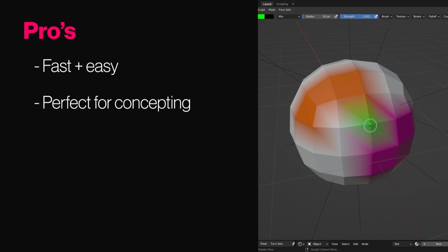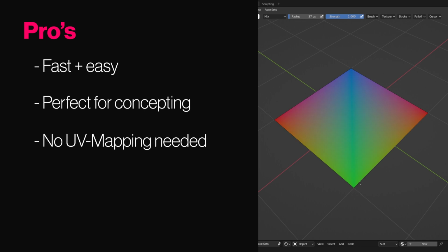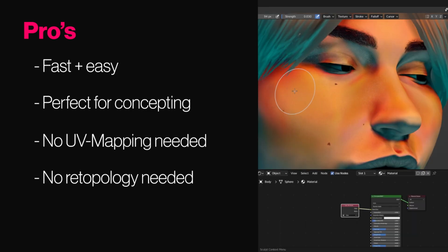Because you save the colors in the vertices, you also don't need to UV map your model. And of course, what that also includes is you don't need to retopologize the model. So if you don't like UV unwrapping or retopology, like me, for example, then maybe vertex painting might be something you could consider.